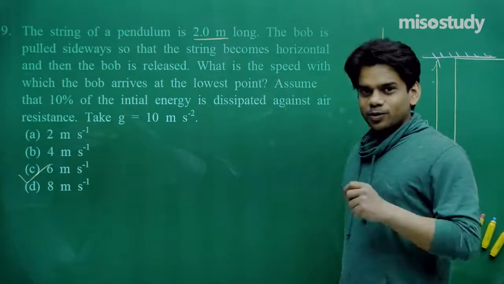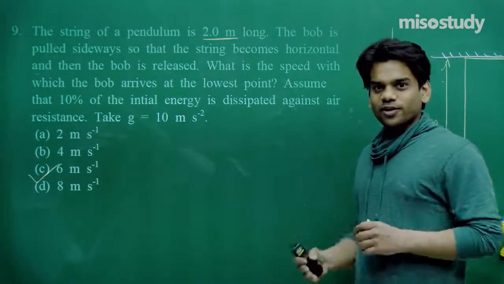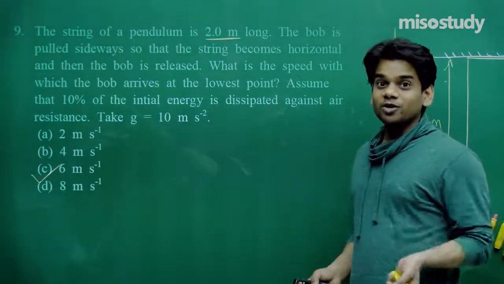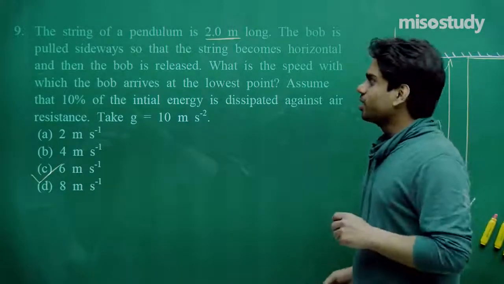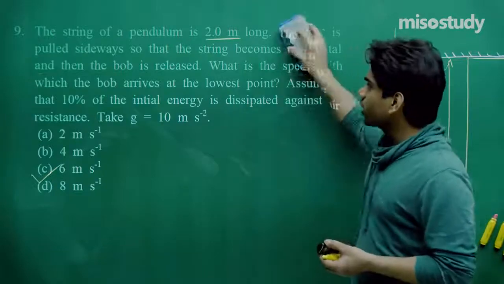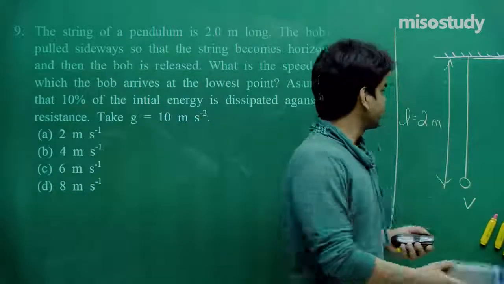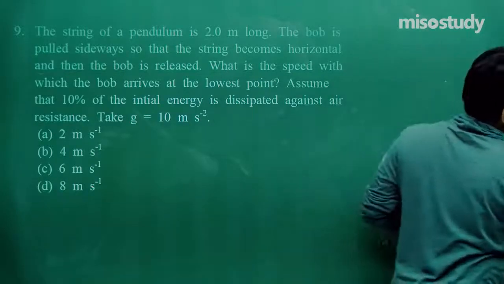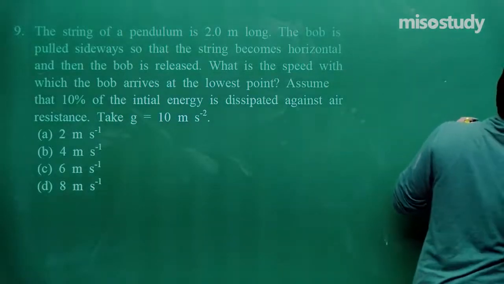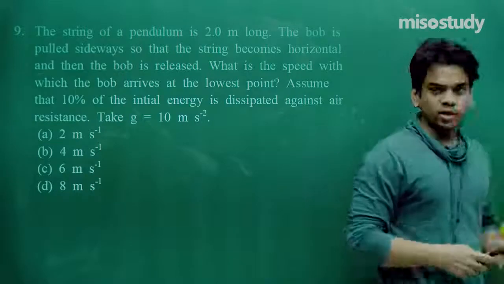Work, energy, power: we have used the concept of conservation of energy at the two points, and since some energy is lost, I have used that point also. This is what you have to keep in mind. Next question, but before that, just let me clear up the board. Let's go ahead with the next one.